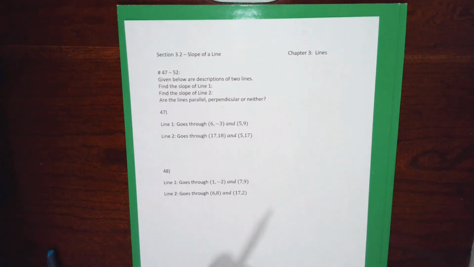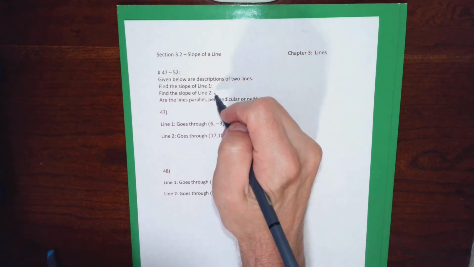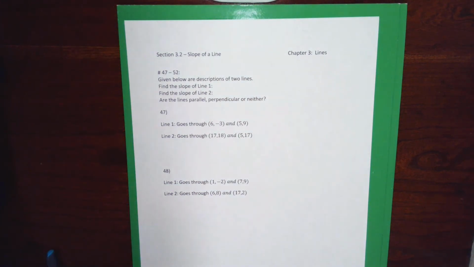A few more problems. We should be able to do this in one push. So problems 47 through 52 give the description of 2 lines. Actually, they give points on 2 lines. We're asked to find the slope of the line that passes through the first 2 points, find the slope of the line that passes through the second 2 points, and figure out if the lines are parallel, perpendicular, or not parallel and not perpendicular. It's not particularly hard. Let me just do this.